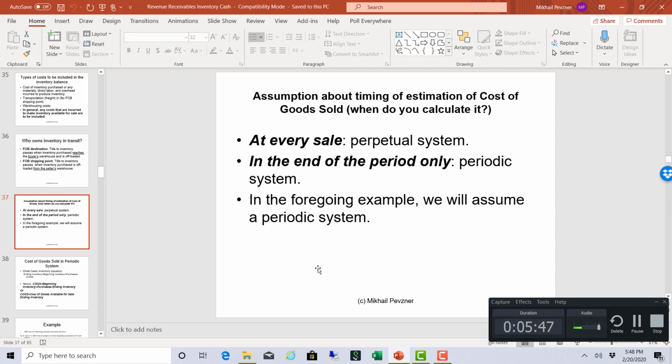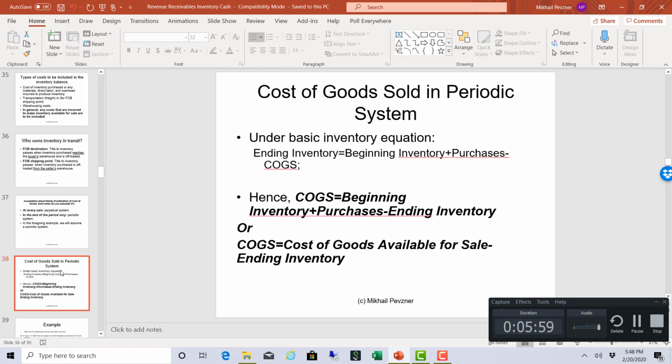You know what you ended with, which is the ending inventory count, whatever you counted, and you took the difference as being sold. That's called the periodic system. So in a periodic system, cost of goods sold is simply beginning inventory plus purchases minus the ending inventory.